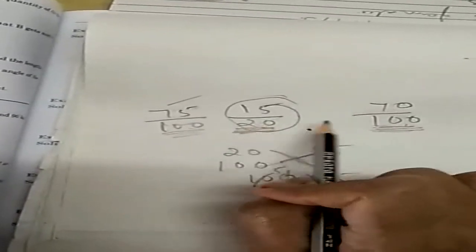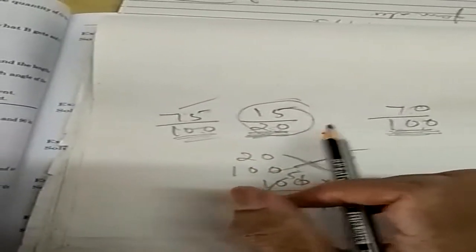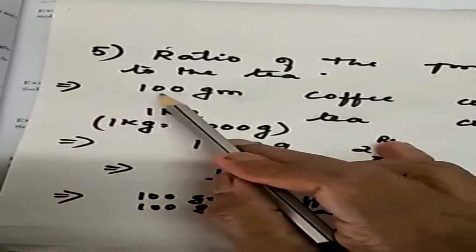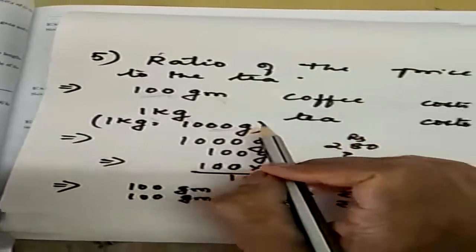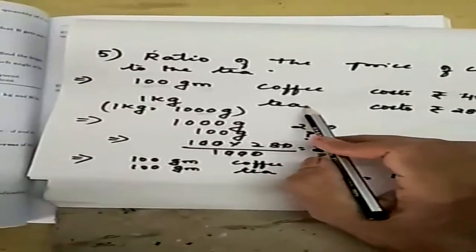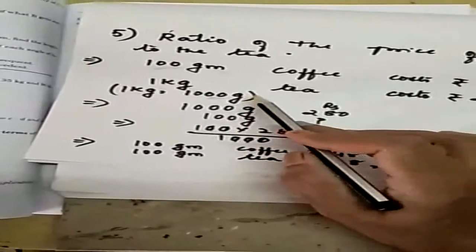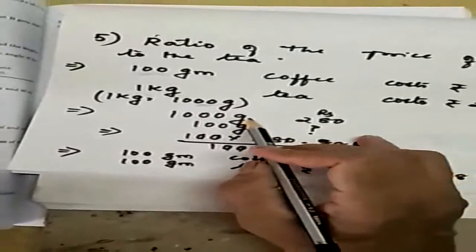If the quantities are different, can you compare which is more, which is less? You cannot compare it. So you have to make the quantity the same. Here it is 100 gram and here it is 1000 gram. Can you compare whether the coffee cost is more or the tea cost is more? You cannot compare if the quantities are different. So you have to make the quantity equal for the comparison.